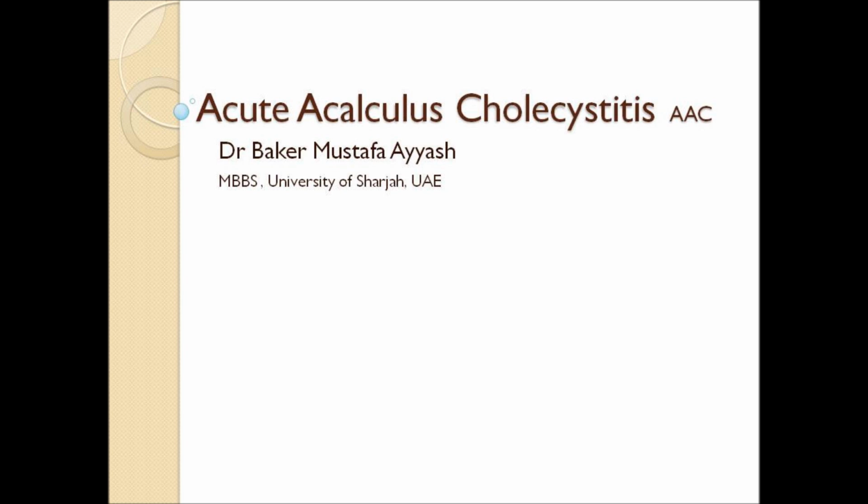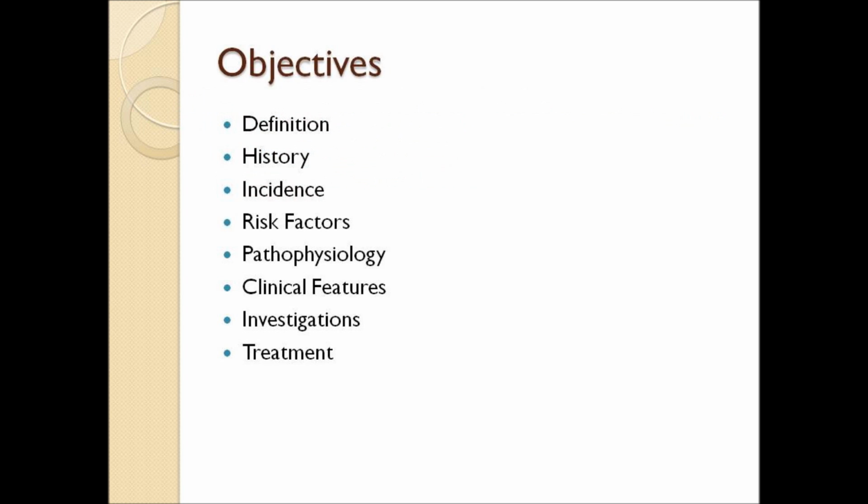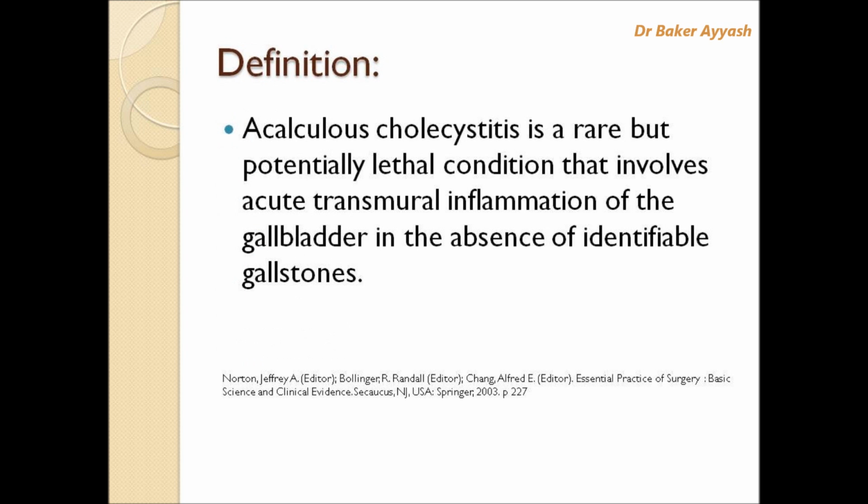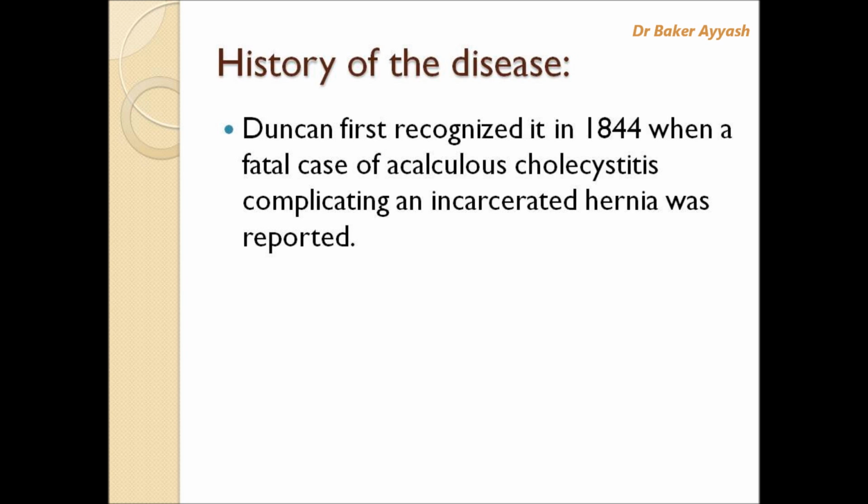In this presentation, I will deal with acute acalculous cholecystitis. These are my objectives. Acute acalculous cholecystitis is a rare but potentially lethal disease defined as acute transmural inflammation of the gallbladder in the absence of identifiable gallstones. Duncan first recognized it in 1844 when a fatal case of acalculous cholecystitis complicating an incarcerated hernia was reported.